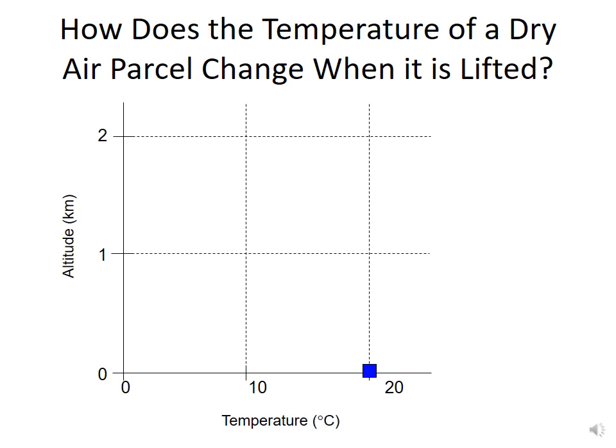So how does the temperature of a dry air parcel change when it's lifted? So here we have temperature on the x-axis and altitude on the y-axis. We have an air parcel, which I'm grabbing, which is at the surface, and it's initially 20 degrees Celsius. And we're going to lift that air parcel, and that air parcel is not going to mix with the environment, and it's just going to expand as the pressure decreases. And as it expands, the temperature will decrease. And by the time that air parcel reaches 1 kilometer, its temperature has decreased 10 degrees Celsius.